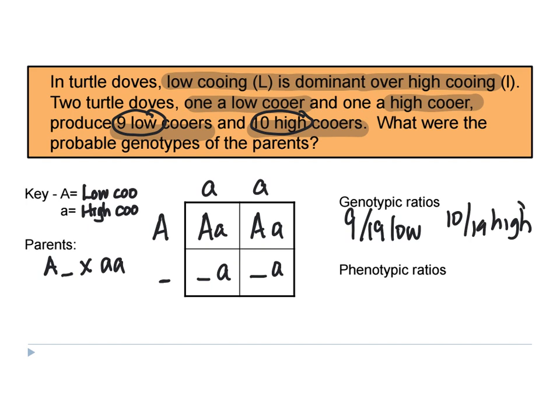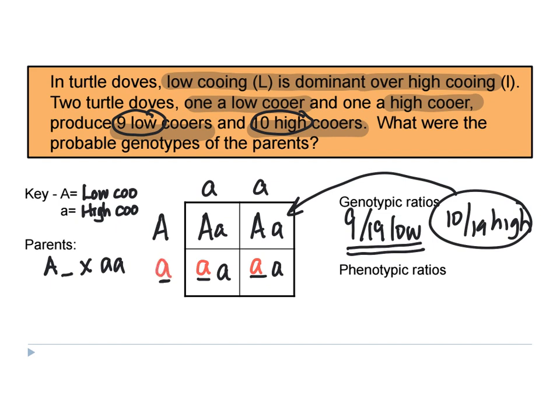And I can see my high cooers, these guys right here, those are my big A, little a. I also, however, have to get these low cooers. The only way that that is going to happen is if this low part of our Punnett square ends up being homozygous recessive. So that would mean that this parent right here would be a big A, little a. So I can go ahead and fill that in.